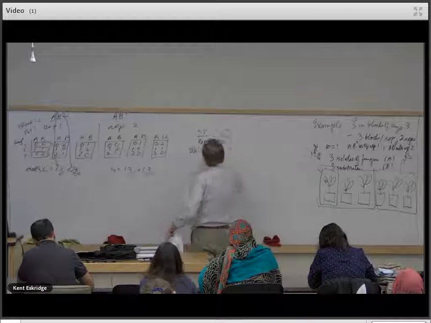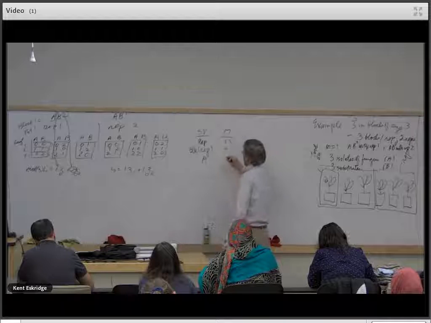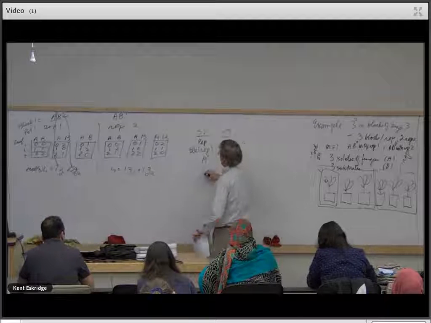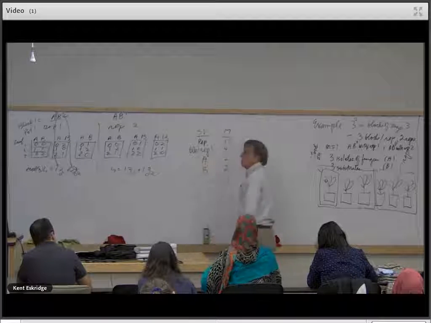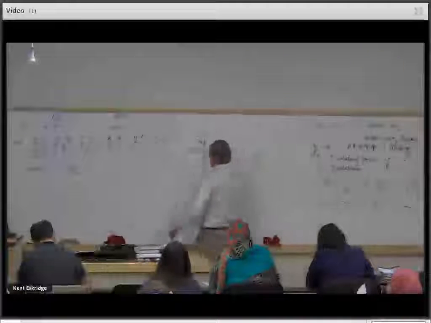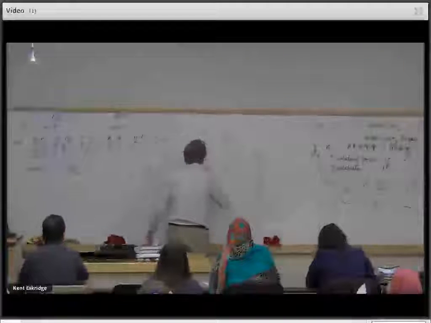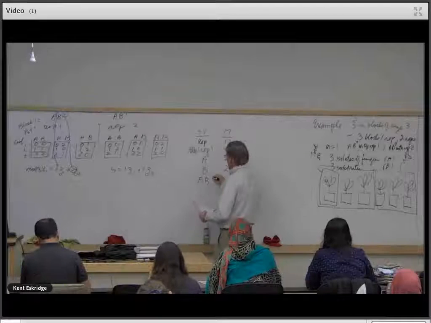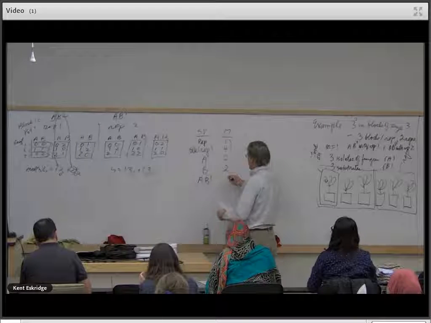Now we have no confounding with the A effect. That's going to be 2 degrees of freedom. We don't have any confounding with the B effect. That's 2 degrees of freedom without any question. Okay. But the AB1, how much information do we have for the AB1 effect? This is also 2 degrees of freedom.